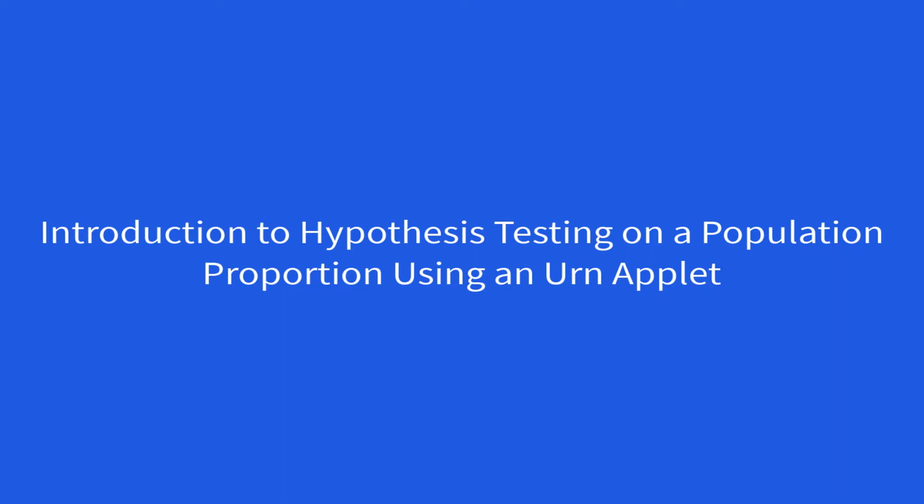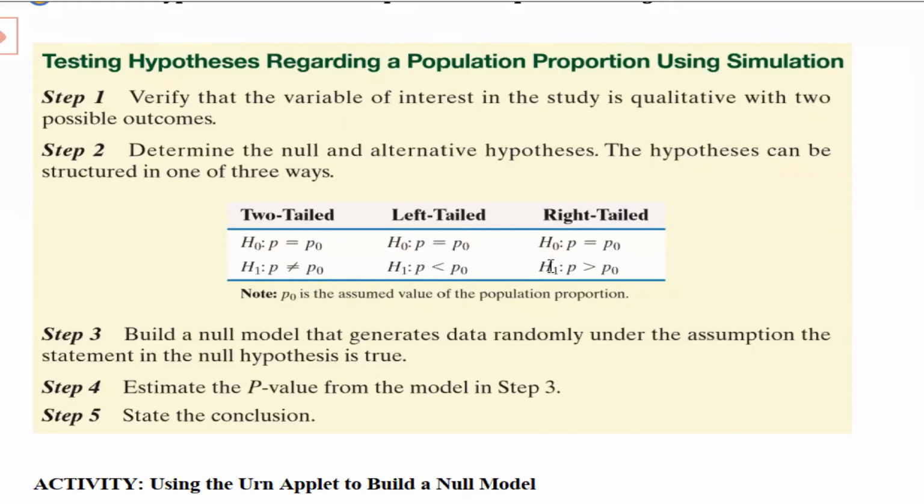One approach that you can take to using simulation is to use a coin flipping applet. There's another approach that you can take as well, but I just want to formalize this method for testing hypotheses regarding a proportion using simulation. First and foremost, you need to verify the variable of interest in the study is qualitative with two possible outcomes. For our situation, you either pass the class or you do not.